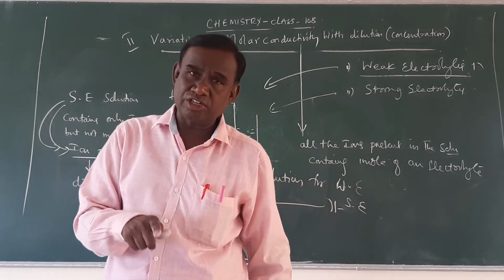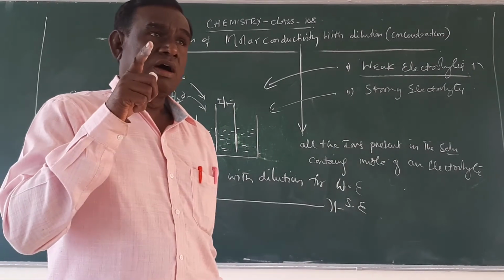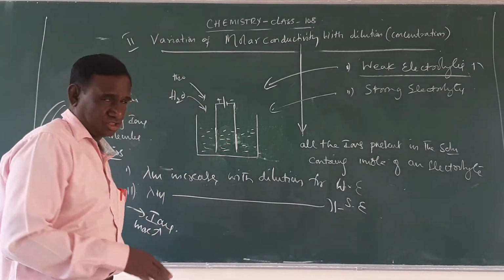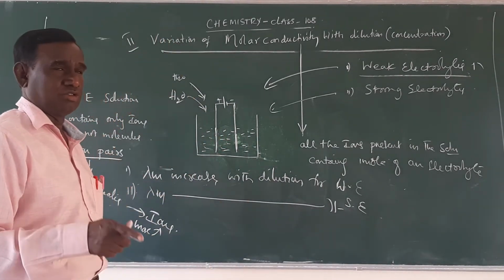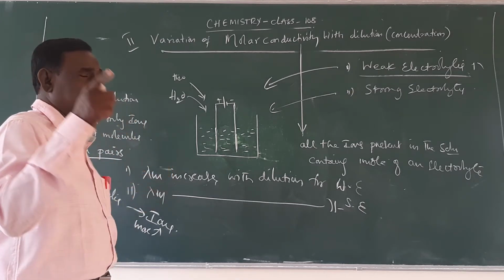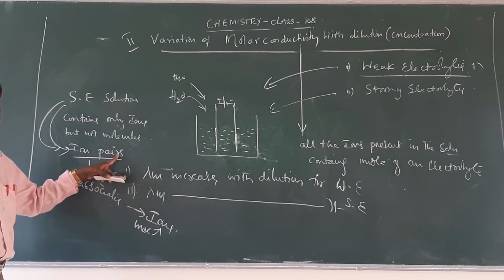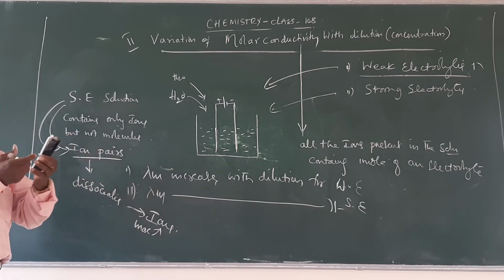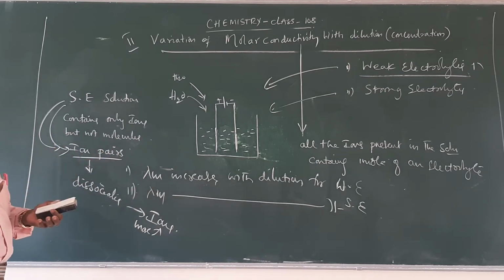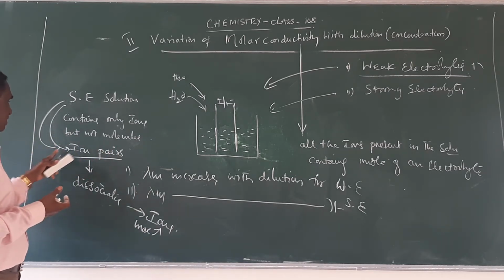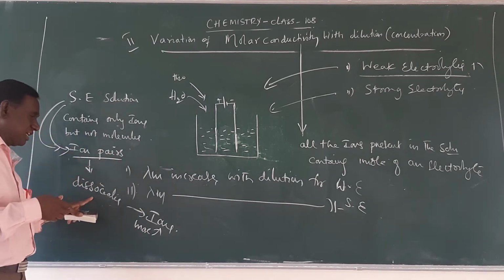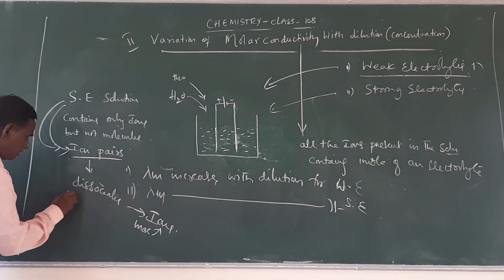But a strong electrolyte solution contains only ions, not molecules. In addition to this, a strong electrolyte solution essentially contains ion pairs. What is that? Ion pairs. The pairing of ions takes place in strong electrolyte solution. Therefore, these ion pairs will dissociate upon dilution.